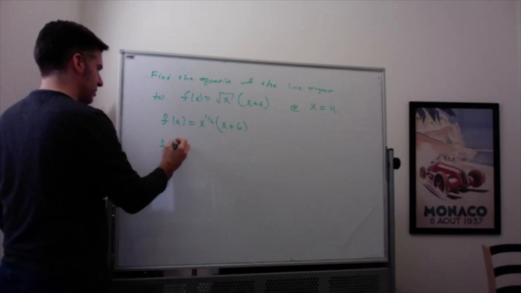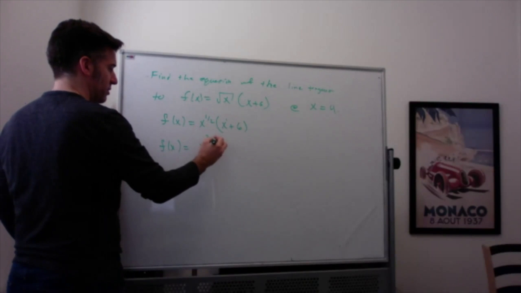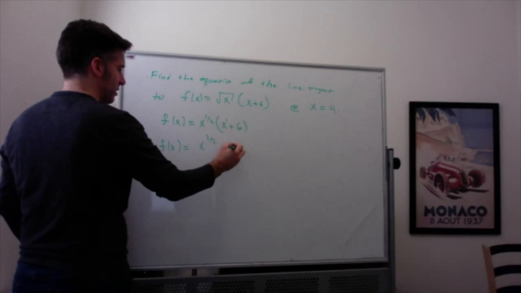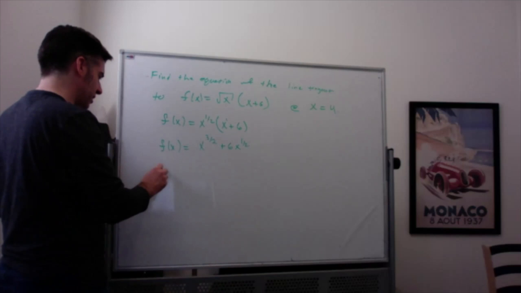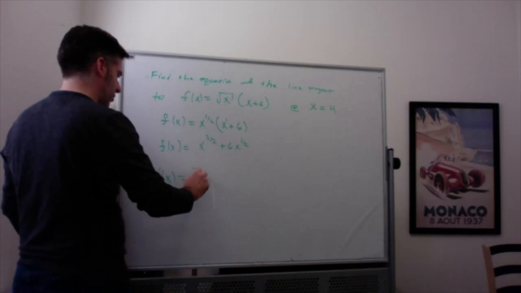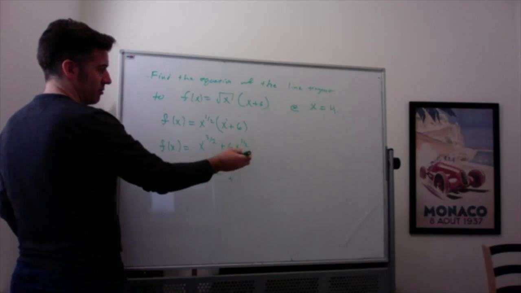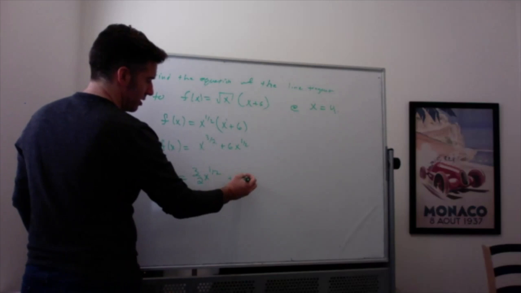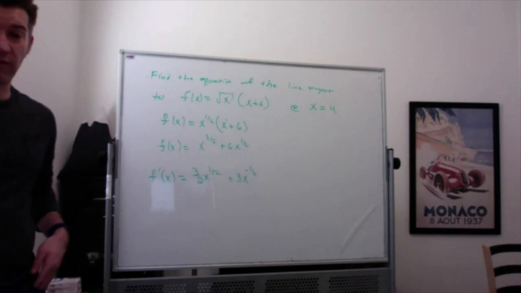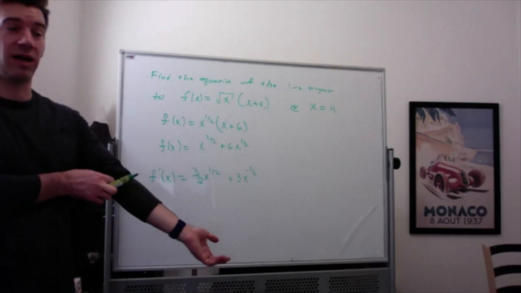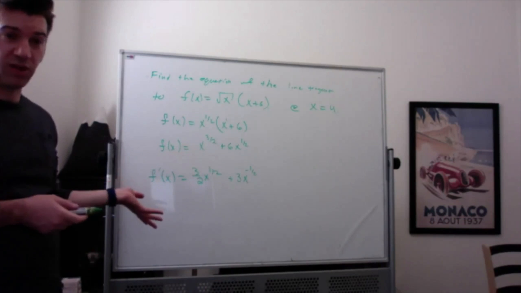So f of x equals x to the 1/2 times x to the 1, which is x to the 3/2, and x to the 1/2 times 6 is 6x to the 1/2. And then I can take the derivative and get 3/2 x to the 1/2 plus 6 times 1/2, which is 3, times x to the -1/2. So that's my derivative everywhere. I want to find the slope of the tangent line at the point x equal to 4, so I need to actually plug in 4.